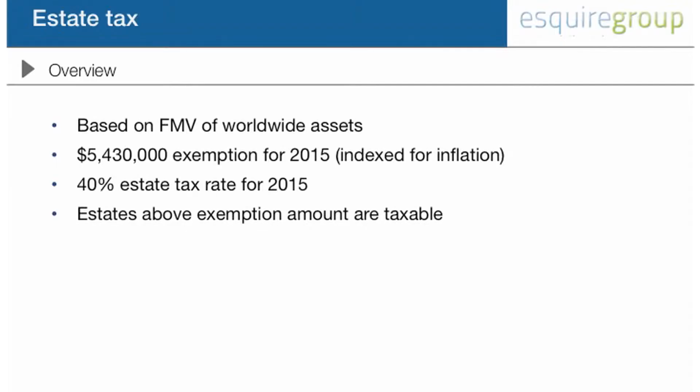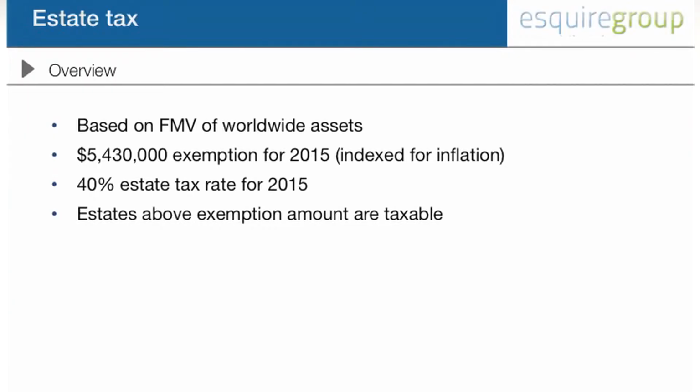Now we're going to move on and talk about estate tax. As Americans, we're required to pay estate tax on the fair market value of our worldwide estate. Worldwide estate means assets located anywhere in the world. Now, we receive a $5.43 million estate tax exclusion, meaning if the value of our estate is less than $5.43 million, we're not going to have to pay any estate tax.